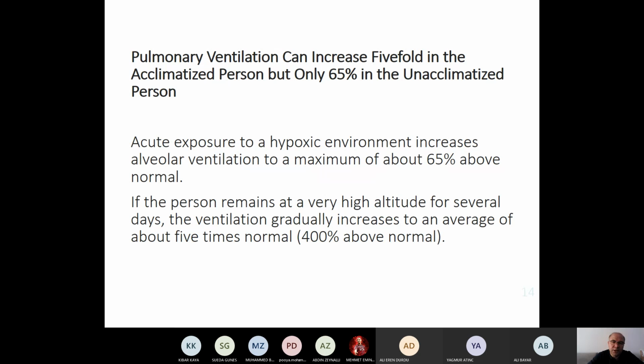Now, pulmonary ventilation can increase 5 times in the acclimatized person, but only 65% in the unacclimatized person. So acute exposure to a hypoxic environment increases the alveolar ventilation to a maximum of about 65% above normal. If the person remains at a very high altitude for several days, the ventilation gradually increases to an average of about 5 times normal.